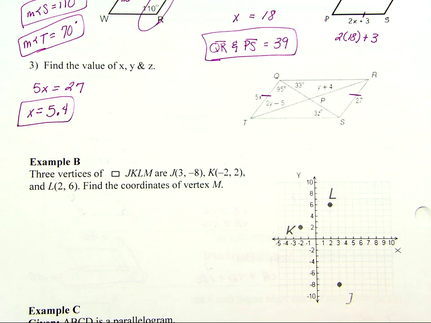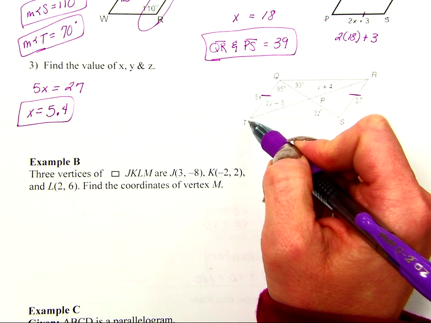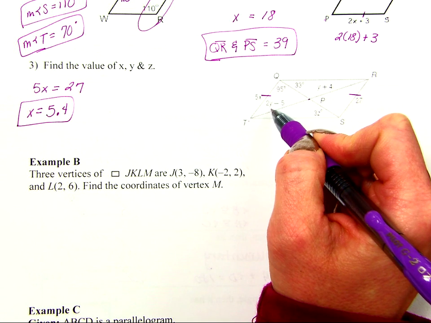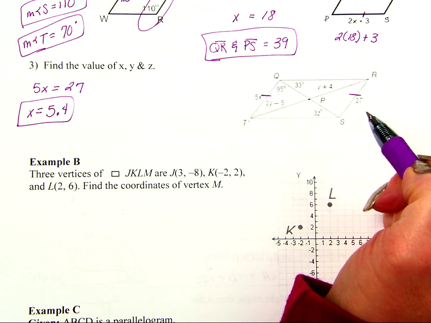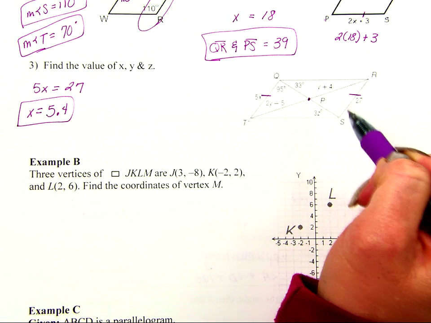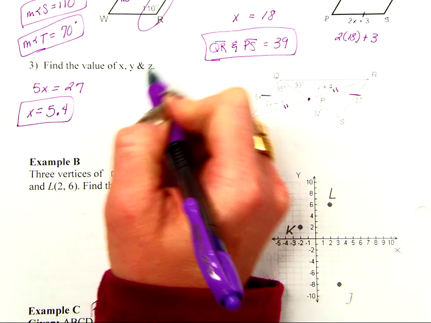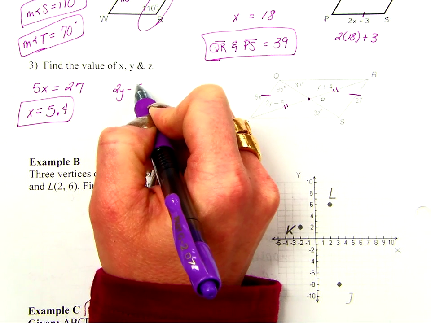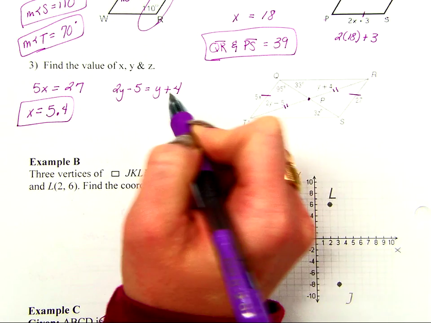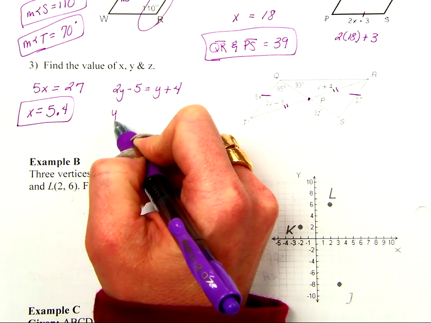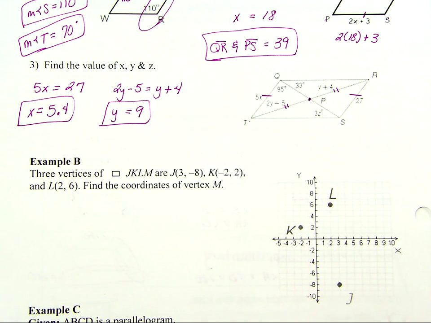If I'm looking to solve for y, I see here that this is telling me from T to P is 2y minus 5, and P to R is y plus 4. Well, I know that my diagonals bisect each other, meaning that P would be the midpoint. So I'm simply going to take my 2y minus 5 and set that equal to the y plus 4. Again, if I subtract y from both sides and I add 5 to both sides, we simply find out that y is equal to 9.